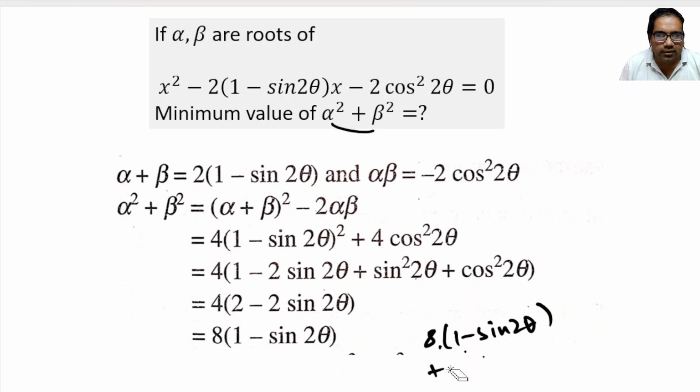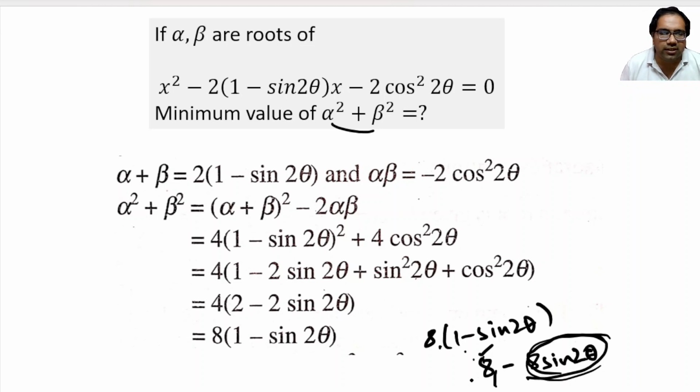So here, this one we can write as 8 minus 8 sine 2 theta. Right. Here, 8 is a positive number. This is a difference of two numbers. Right. And when is this minimum? This is anyway constant. This is minimum when this is maximum. When this is maximum, then only the difference will be minimum. When is this maximum? 8 sine 2 theta. When sine 2 theta is actually maximum, then only 8 sine 2 theta will be maximum.